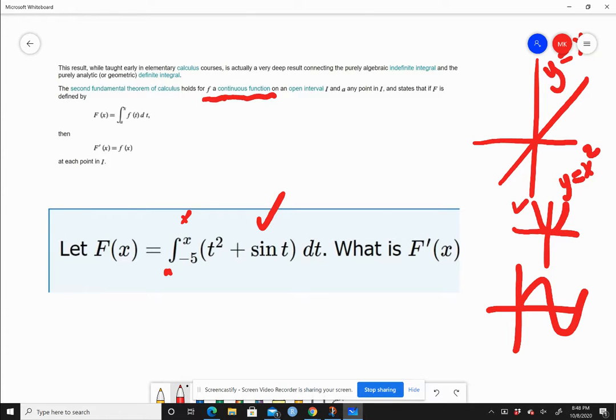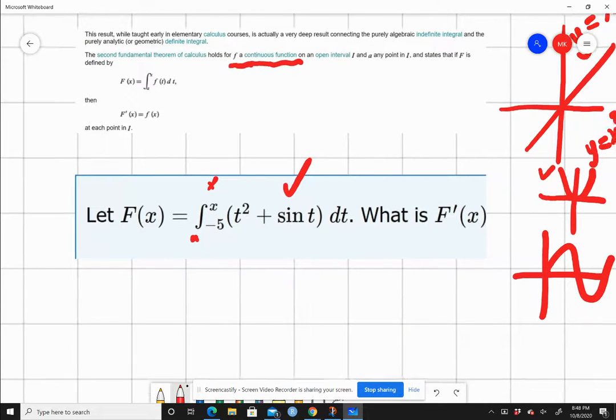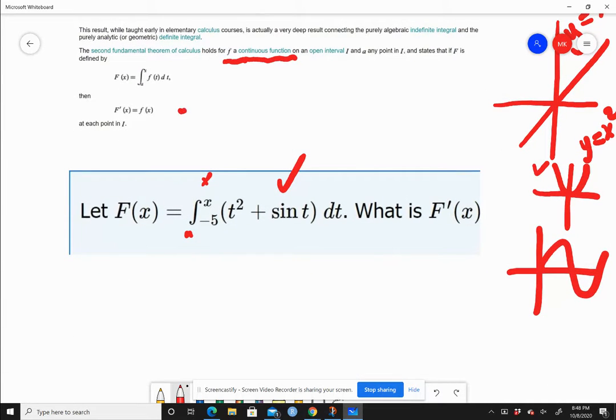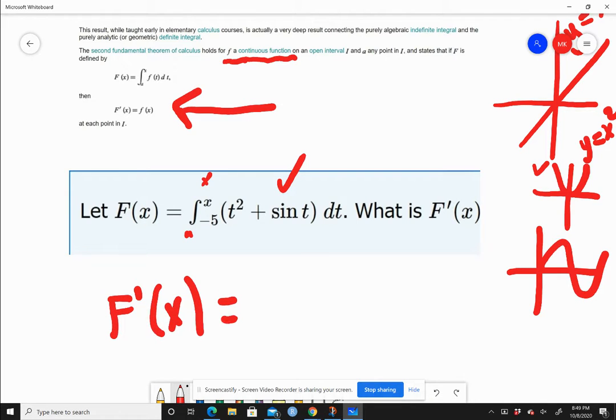So we want to know, if this is how f of x is defined, what is going to be the derivative? Well, we're just going to apply this directly. So then the derivative is going to be exactly what the f of x is. So it's going to be x squared plus sine of x. And that is how easy it is.